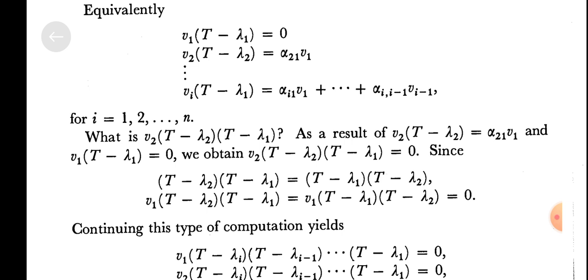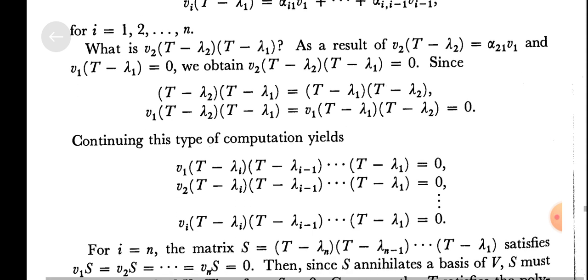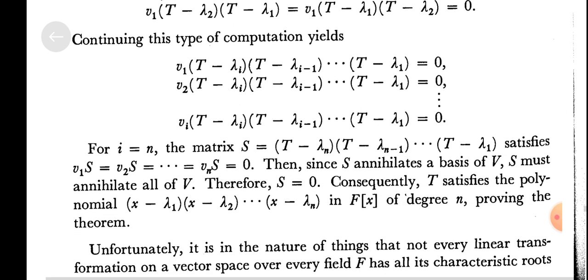Since (T minus lambda 2)(T minus lambda 1) equal to (T minus lambda 1)(T minus lambda 2), by using the commutative property we can interchange it. So we can write the equation as v1(T minus lambda 2)(T minus lambda 1) equal to v1(T minus lambda 1)(T minus lambda 2), which is equal to 0. Continuing this type of computation, we get v1(T minus lambda i)(T minus lambda i-1) and so on (T minus lambda 1) equal to 0. Also, v2(T minus lambda i)(T minus lambda i-1) and so on (T minus lambda 1) equal to 0. Proceeding like this, vi(T minus lambda i)(T minus lambda i-1) and so on (T minus lambda 1) equal to 0.